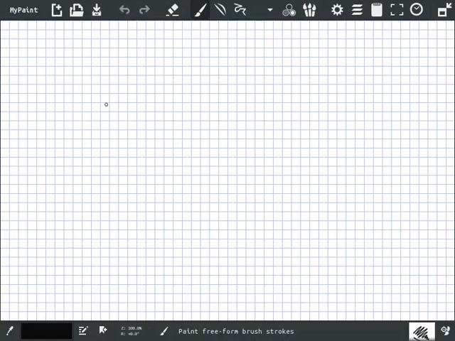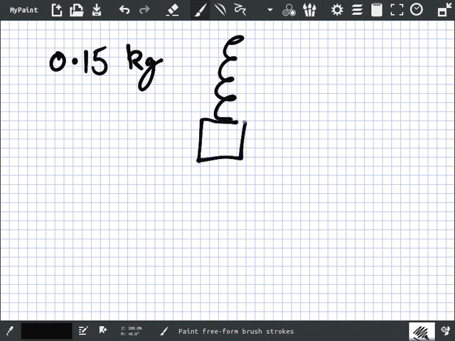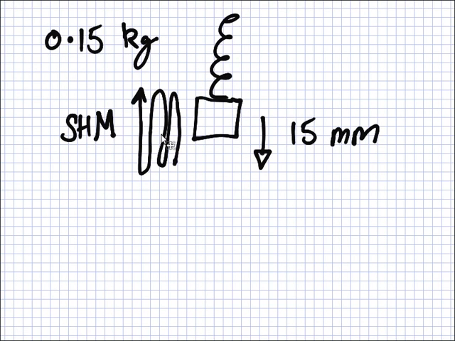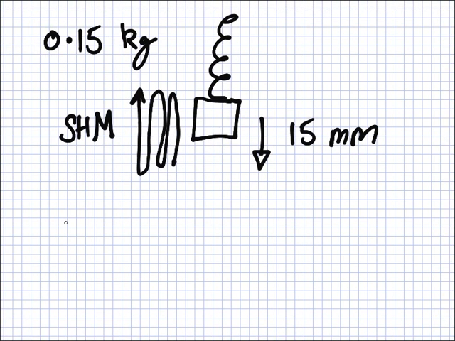A mass of 0.15 kilograms is hung from the end of a spiral spring. The mass is given a small vertical displacement of 15 millimeters and released so that it vibrates with simple harmonic motion. Determine the spring constant if 25 vibrations take 11.6 seconds. 25 oscillations take how long?